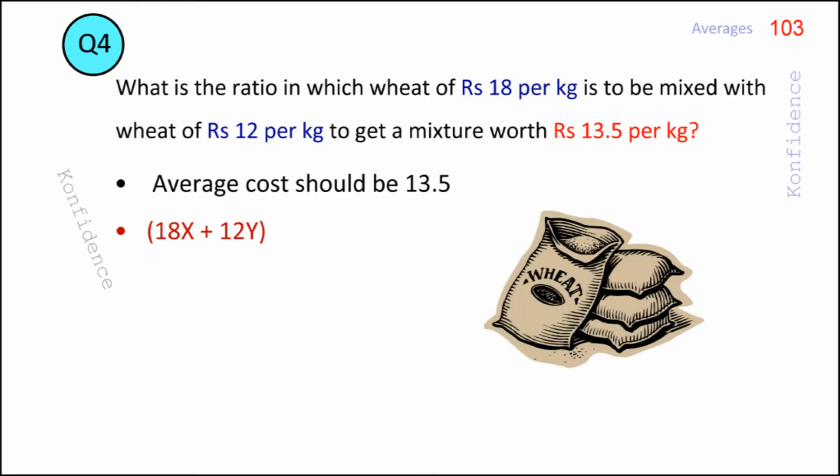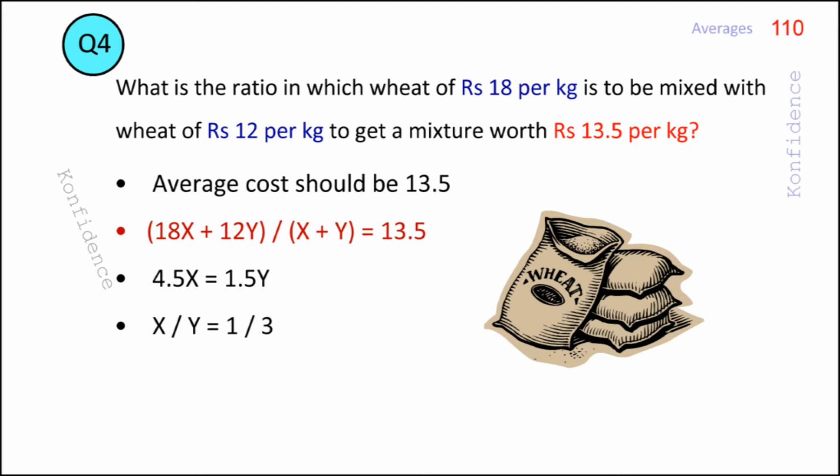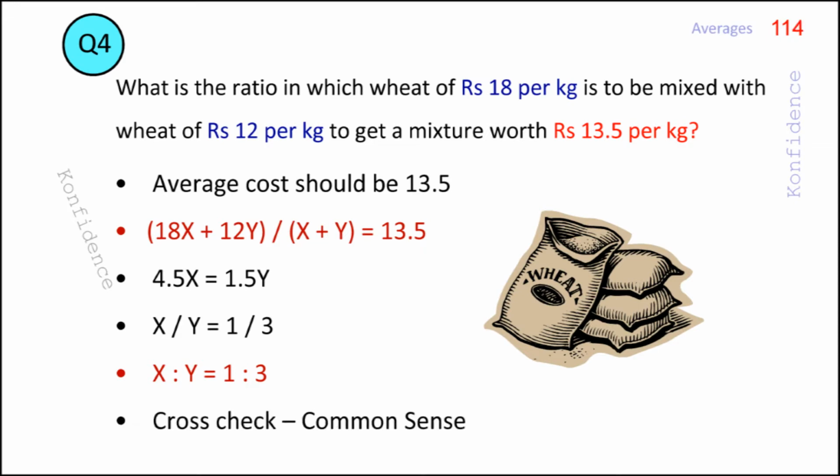Thus, we can say 18X plus 12Y divided by X plus Y equals 13.5, or 4.5X equals 1.5Y, or X divided by Y equals 1 divided by 3. So, the ratio in which we have to mix the two types of wheat is 1:3. That is, for every 1 part of Rs 18 per kilogram wheat, we need to mix 3 parts of Rs 12 per kilogram wheat. As a cross-check, by our common sense, we know that we have to mix wheat of Rs 12 per kilogram more than the wheat of Rs 18 per kilogram. This is because the average of 13.5 is closer to 12 than 18.